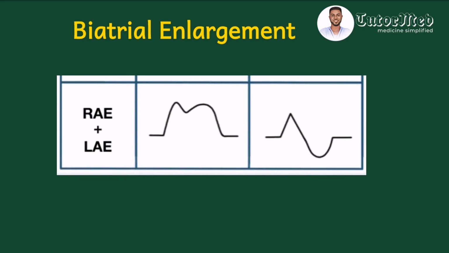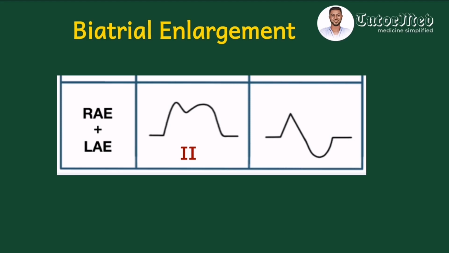And so here again, the first P wave here represents the P wave in lead 2. You see that the P wave is abnormally high in amplitude, which speaks for right atrial enlargement, and also unusually wide with a notch, which speaks for left atrial enlargement. And so this is a biatrial enlargement.